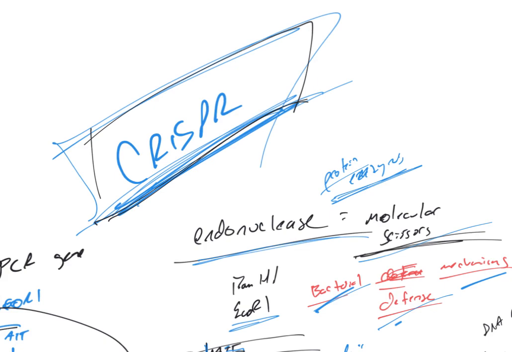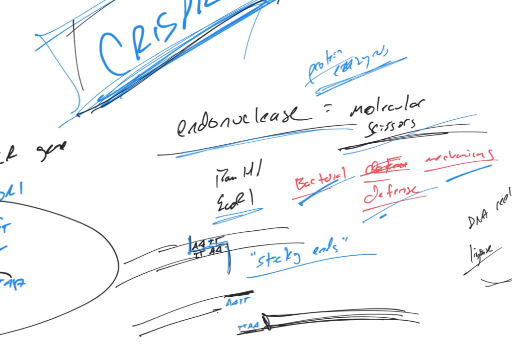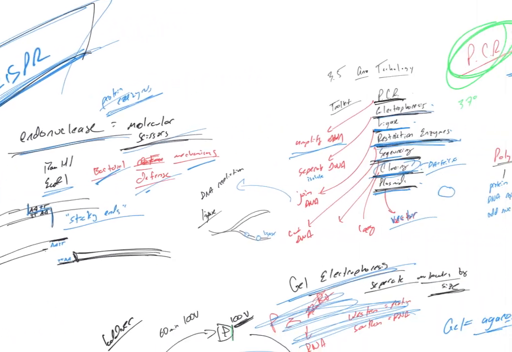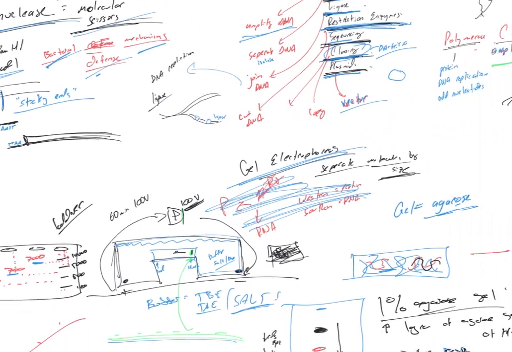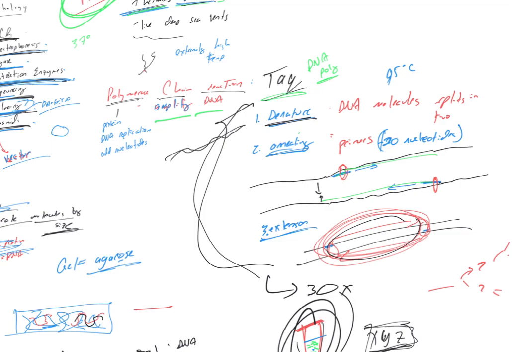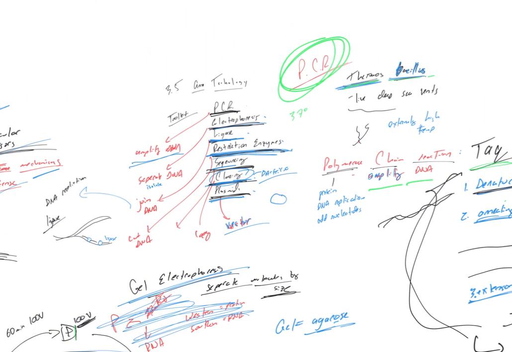So they might ask you about endonuclease. They might ask you about electrophoresis. They might ask you about PCR. They're not going to ask you about details of CRISPR. So there's no point in going over details unless you really want it.